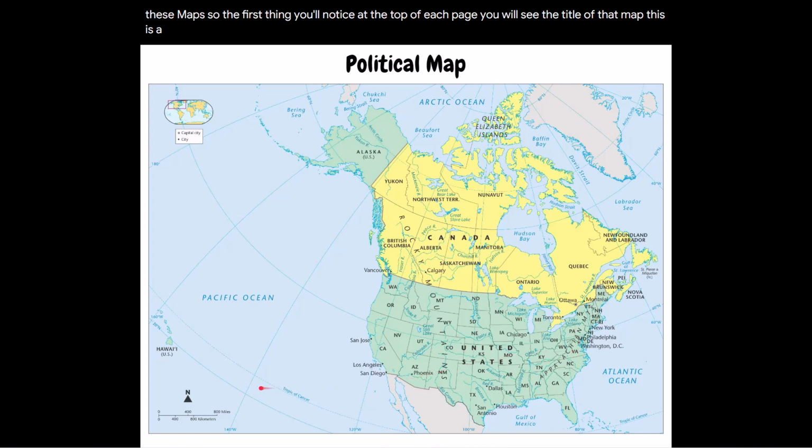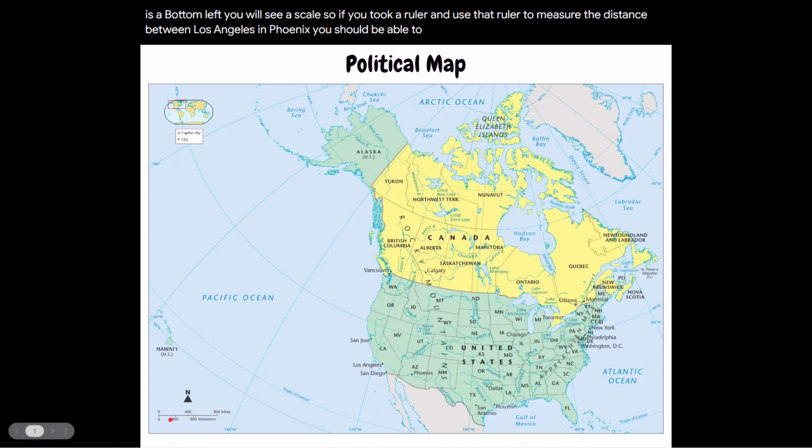Down at the bottom left, you will see a scale. If you took a ruler and used that ruler to measure the distance between Los Angeles and Phoenix, you should be able to get a general idea of how far they are from each other. This is usually about 1 inch, with the half inch being 400, the full inch being 800, and then underneath it you have centimeters and kilometers.